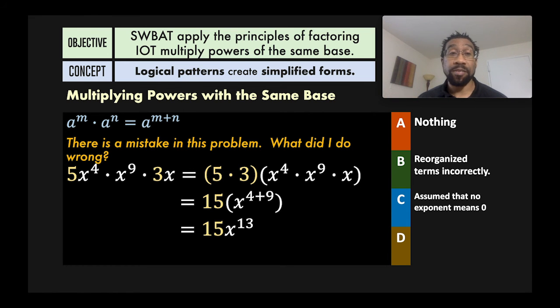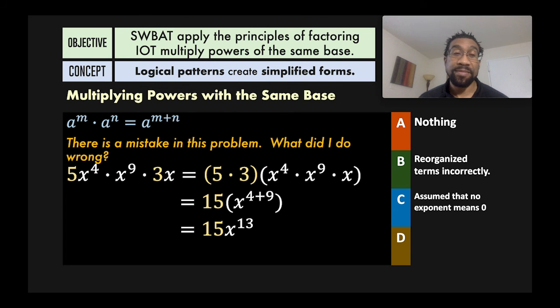Here, I already did the work, but there might be a mistake in this problem. So I need you to tell me, what did I do wrong? Is it A, I did nothing wrong, I did this problem absolutely perfectly? B, I reorganized my terms incorrectly. Or C, I assumed that no exponent means zero. And there's no D. There's no answer choice D for you to pick from.